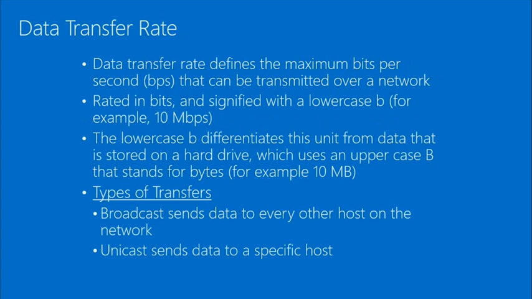So serial data transfer, there's also data transfer rates. So how fast can data be transferred across these different media? They define maximum bits per second, BPS, that can be transmitted over a network. Typically rated in bits using a lowercase b, for example, 10 or 100 megabits per second. The lowercase b differentiates this from the uppercase B, bytes, typically hard drive and RAM. Bits, network communication, lowercase b.